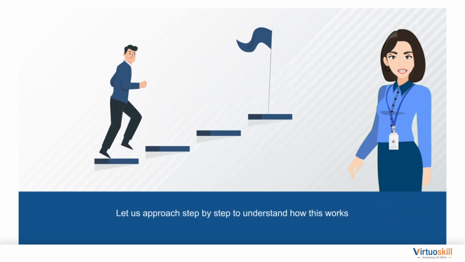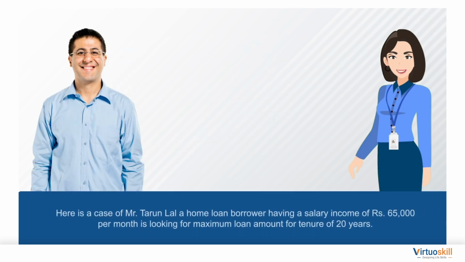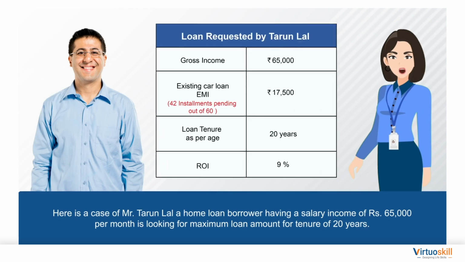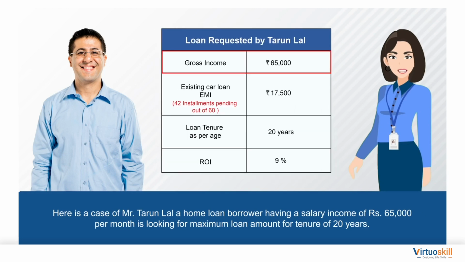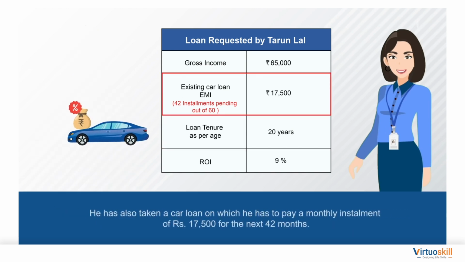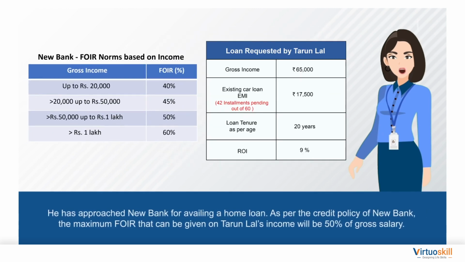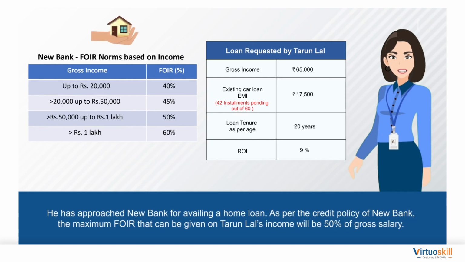Let us approach step by step to understand how this works. Here is a case of Mr. Tarun Lal, a home loan borrower having a salary income of Rs 65,000 per month. He is looking for maximum loan amount for tenure of 20 years. He has also taken a car loan on which he has to pay a monthly installment of Rs 17,500 for the next 42 months. He has approached New Bank for availing a home loan.